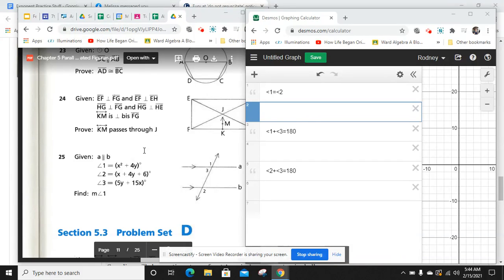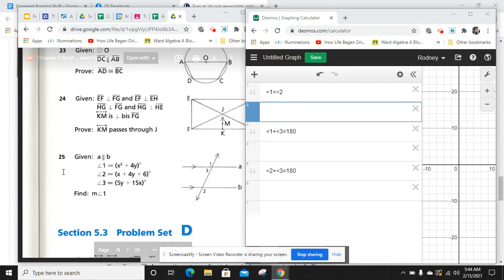Hey, this is Mr. Ward, and I'm going to do a short video explanation of how to deal with number 25 from Chapter 5, Part 3. In 25, we have these two parallel lines, A and B. Lines A and B are parallel, and we're given these angles, 1, 3, and 2.